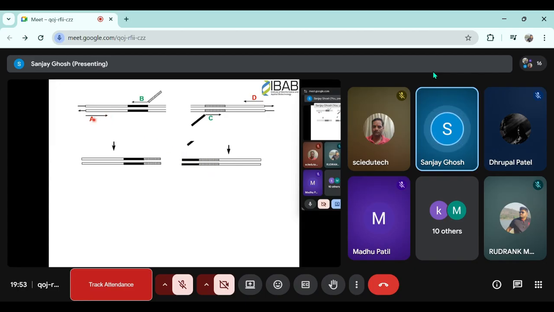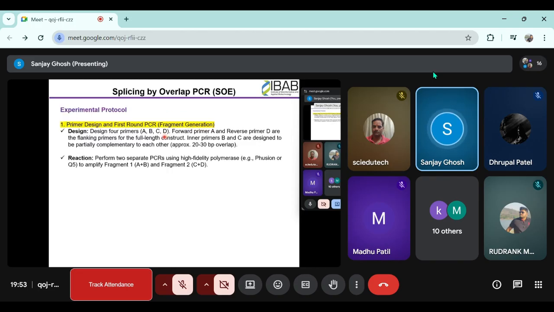So that means to join 2 fragments, you need to design 4 primers: 2 normal primers, 2 chimera primers with the middle part having complementary regions. That is the first step. So you have to design this on a computer. So there are tools and softwares that will do it, but you have to identify the region.